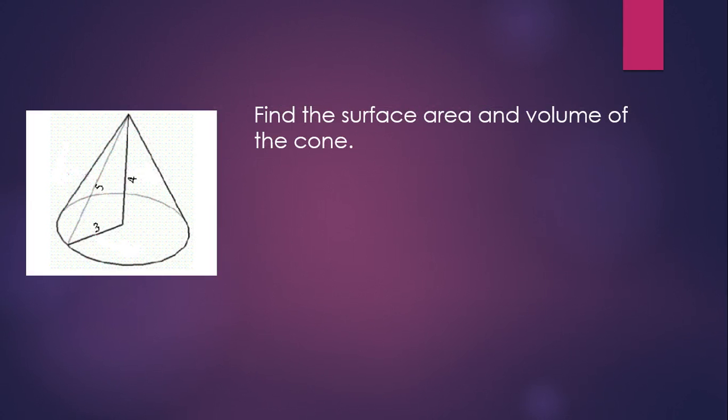Find the surface area and the volume of the cone. For surface area, we need the area of the circle on the base, which is pi times 3 squared, pi r squared, plus we need pi times the radius times the lateral height, which is pi times 3 times 5, for a total of 24 pi square units.